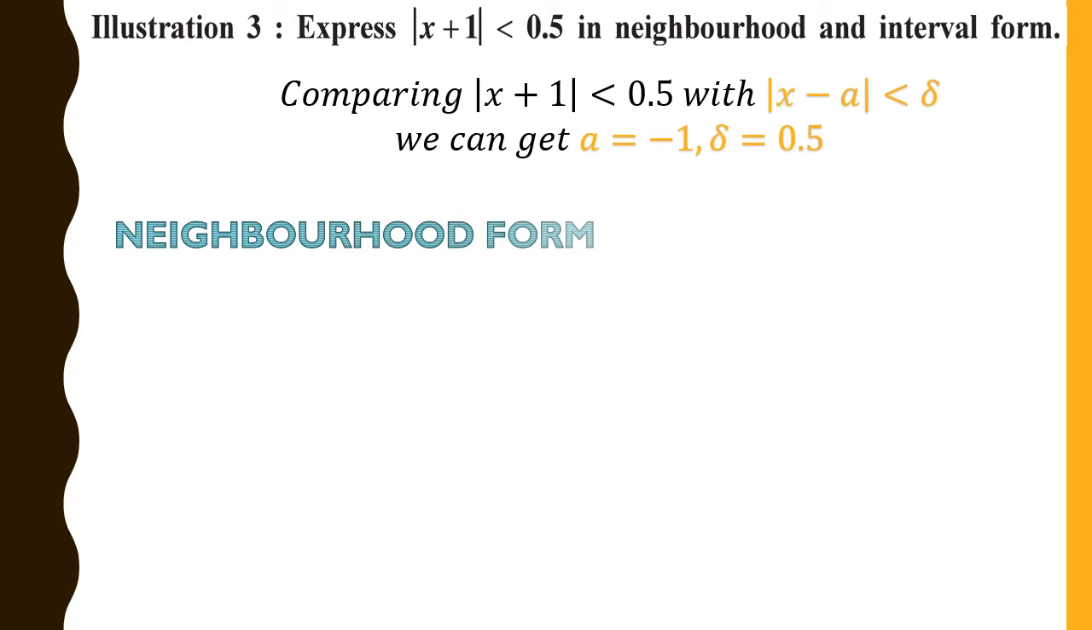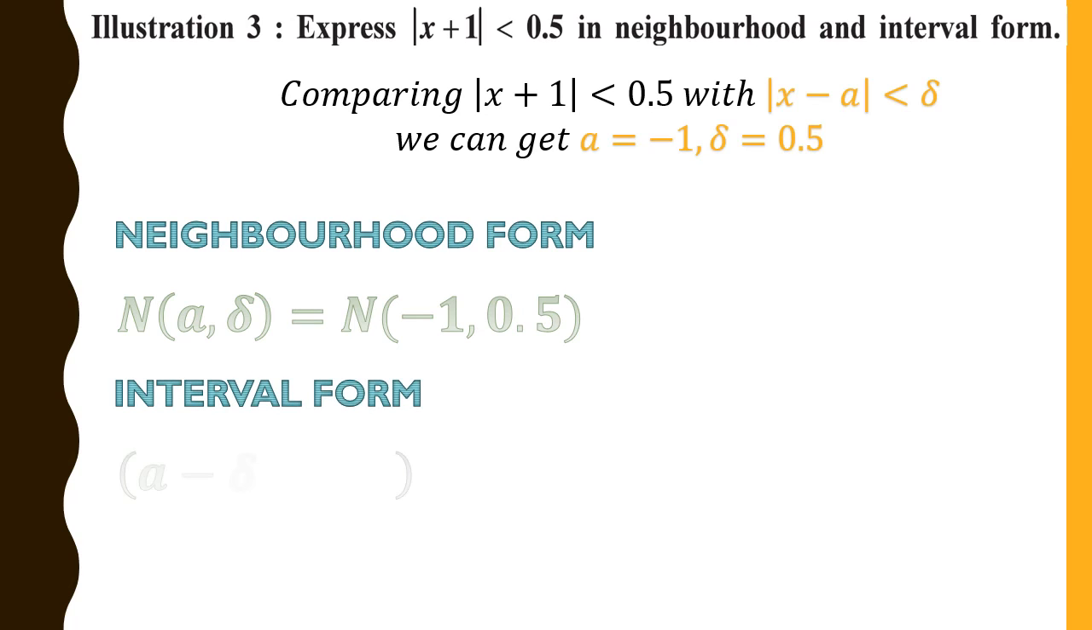Once again I will repeat that x minus a is the standard form and x plus 1 is given, so we have to change the sign. So a will be negative 1. When we convert this into our neighborhood format, N(a, delta) will become N(-1, 0.5). That's all. We don't have to calculate anything. We just have to show them in a particular format.